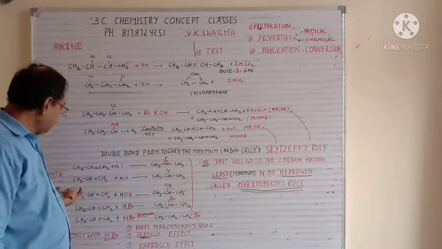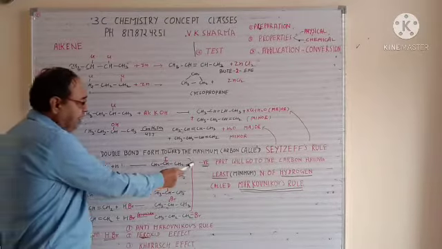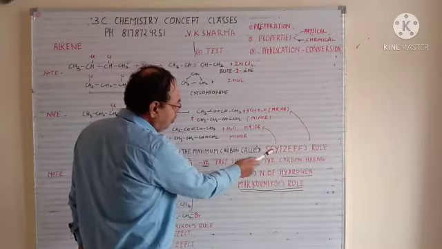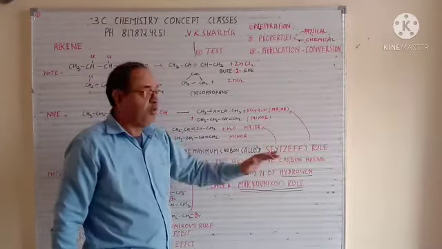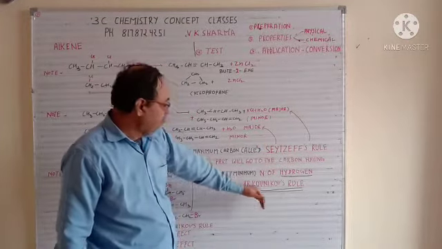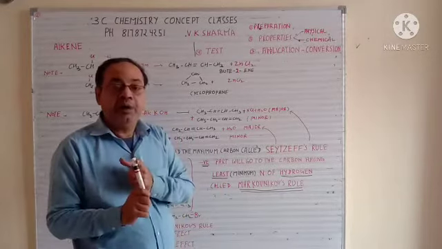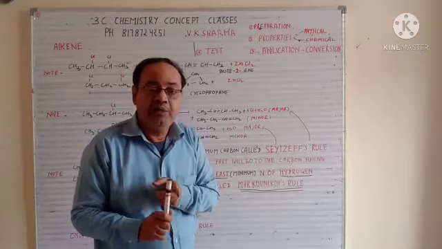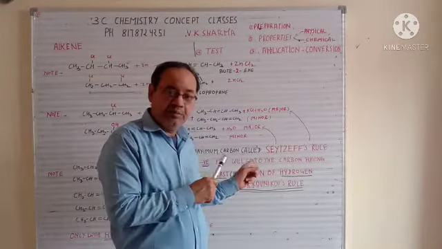So in such cases, when you have a double bond, the negative part will always go to the carbon having the least number of hydrogen, and this is called your Markovnikov rule. Just keep it in mind. The negative part will always go to the carbon having the least number of hydrogen, and that is called the Markovnikov rule. Now let's see how it is applied.